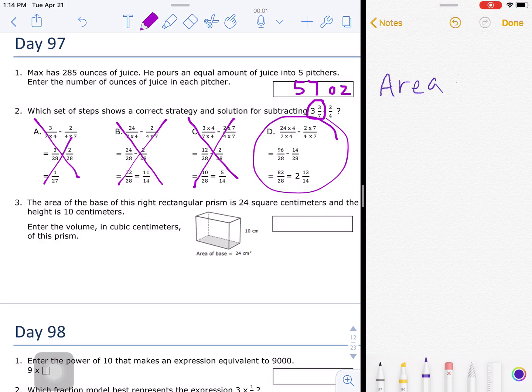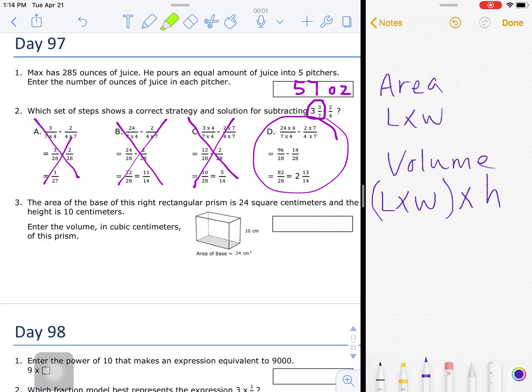and we're talking in this case of a rectangle. Area of a rectangle is length times width. It's only 2 dimensions. The volume of a rectangular prism is 3 dimensions. So it's our length and width, but then we're also going to multiply it by the height. Now, if we look at our information, it says the area of the base of this right rectangular prism. So the area of the base of the right rectangular prism is 24.